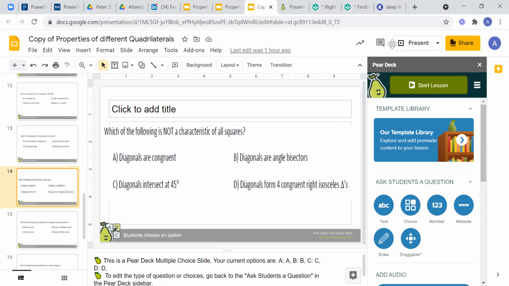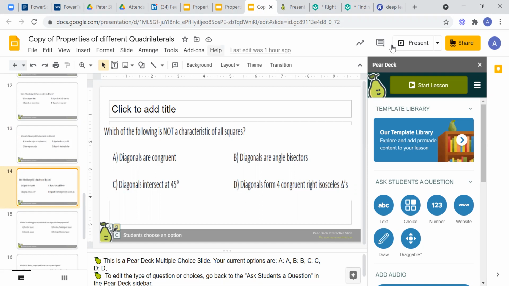In a square, diagonals are congruent, which is right. B, diagonals bisect each other. And diagonals intersect at 45. Is that true? No. The diagonals always intersect at 90 degrees, okay? Because diagonals are perpendicular. And diagonals form four congruent right isosceles triangles.